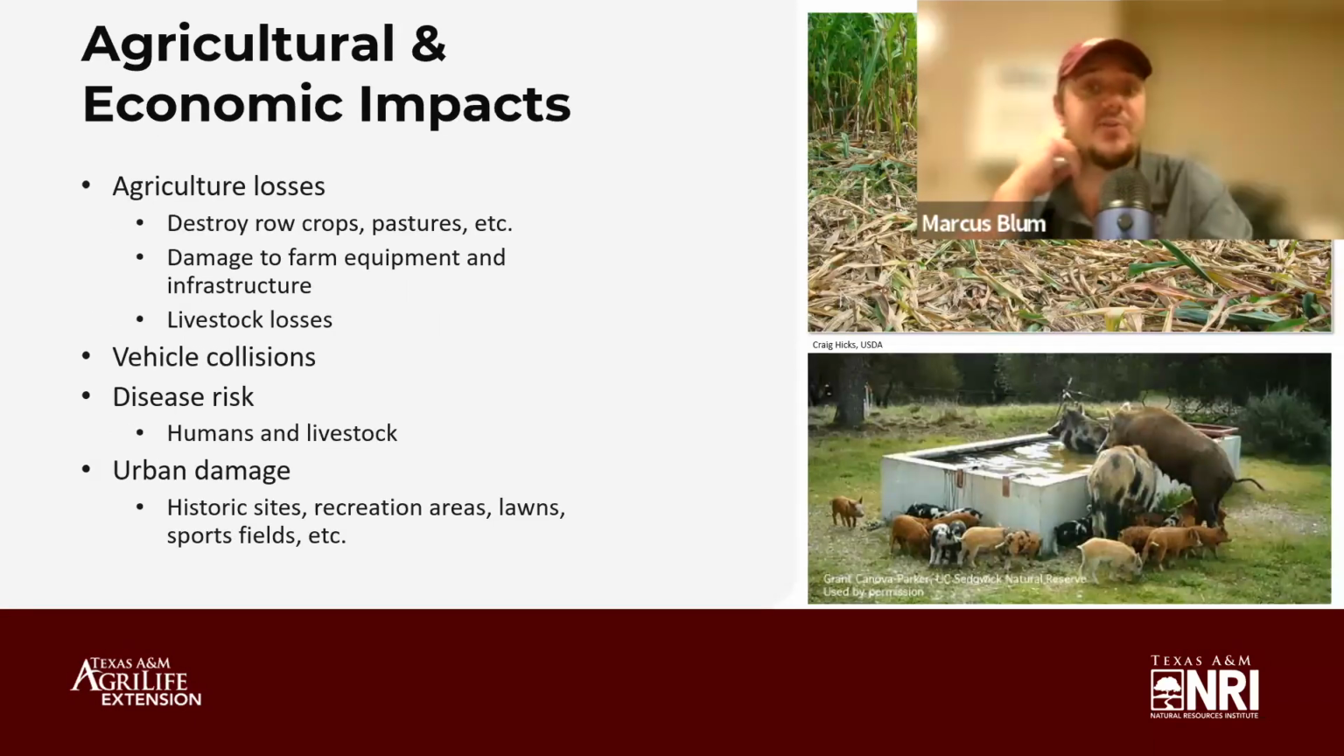Basically, feral hogs cause widespread and costly damage to agricultural systems across the southern United States, right? So their omnivorous diet and rooting behavior destroy row crops, pastures, and hay fields, especially corn, sorghum, peanuts, things like that. A lot of our cereal grains.